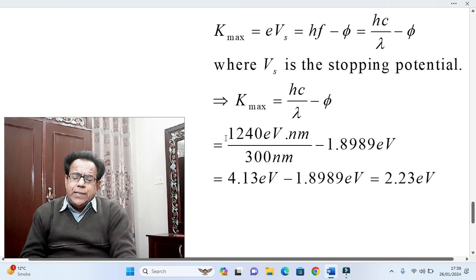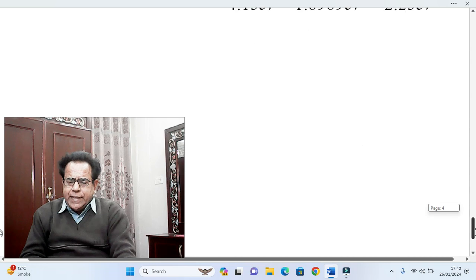Using this value from the table, this value from the statement, and this value from our part A, we find K max equal to 2.23 electron volt. This is the end of our problem.